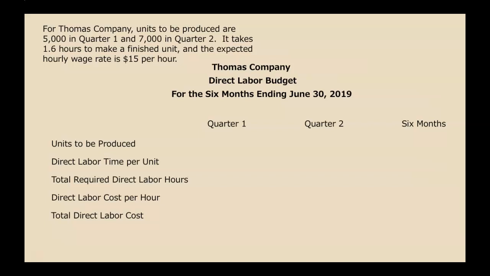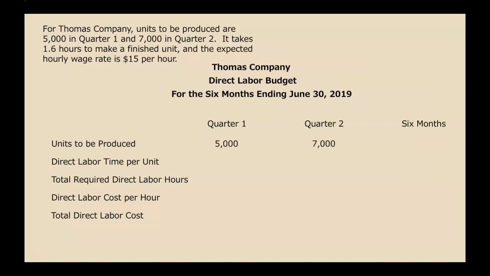Let's just take a look at the framework, right? We take our units to be produced, and then we have our direct labor time per unit. We multiply those, that will give us our total required direct labor hours. Then our direct labor cost per hour will help us find our total direct labor cost. So we have this set up for quarter 1, quarter 2, and then you see the 6 months. The 6 months column isn't going to come into play until the very end. So we'll talk about what we do then.